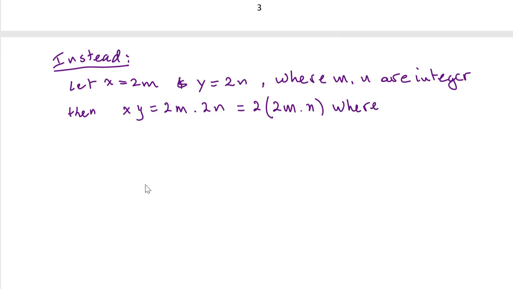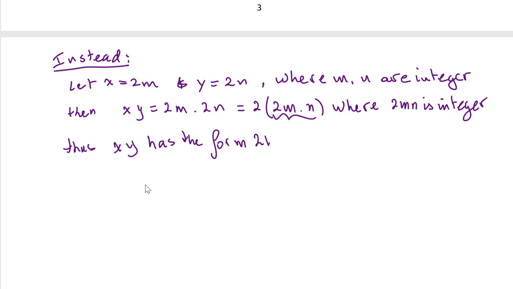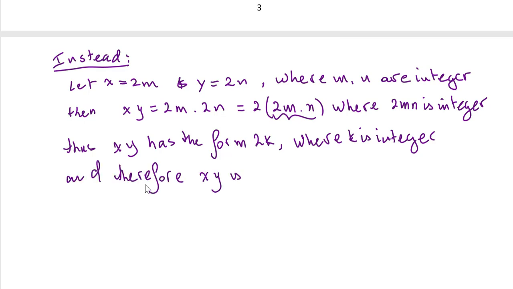So I could say that 2mn is an integer, because m is an integer, n is an integer, and 2 is an integer, therefore the whole product is an integer. And that's it. Now we could conclude, thus, if xy can be written as 2 times some integer, that means xy is even. x times y has the form 2k, where k is an integer, and therefore xy is even.